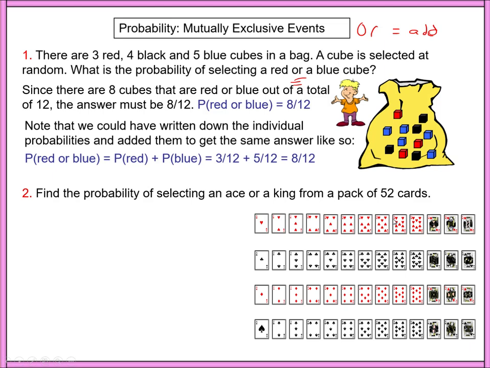Here's our pack of 52 cards. How many aces have we got? So we've got 1, 2, 3, 4 aces, and kings we've got 1, 2, 3, and 4. So 8 in total. Probability of selecting an ace or a king. That OR is key again. It means we add. 4 plus 4 gives us 8 out of 52.